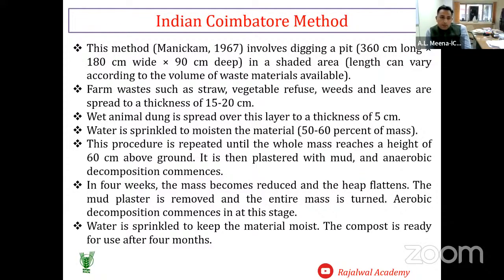Water is sprinkled to moisten the material, and 50 to 60% moisture has to be maintained. And then the procedure is repeated until the whole mass reaches a height of 60 cm. In 4 weeks, the mass is reduced and the heap flattened, the mud plaster is removed and the entire mass is turned. Aerobic decomposition commences at this stage.